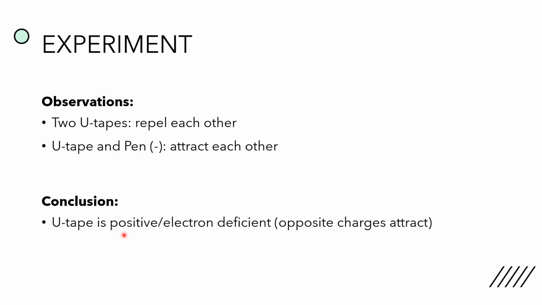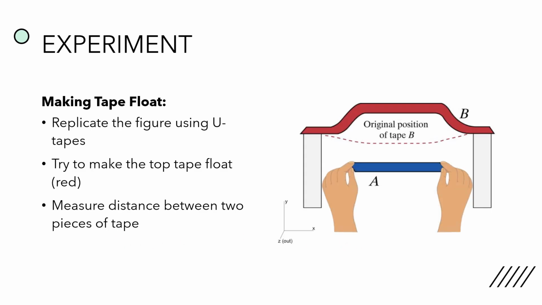So to determine the actual charge on the U-tape that was made, I put it next to objects with known charge. So 2 U-tapes together would repel, so that means they have the same sign. But a U-tape next to a negatively charged pen would attract. So that means that the U-tape was positive since opposite charges attract.